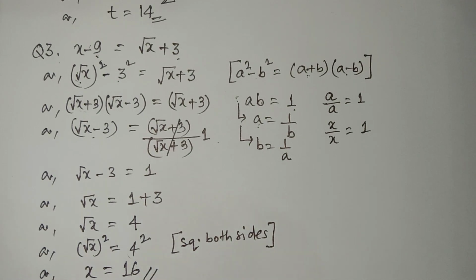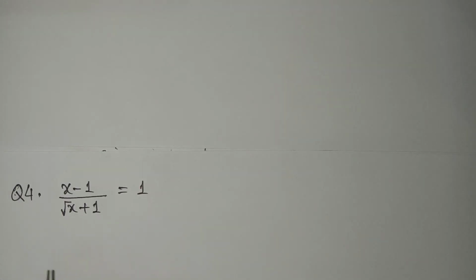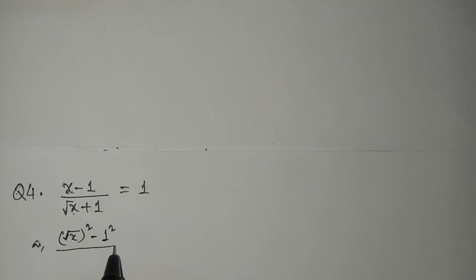Dear friends, now even more difficult question we have. Let's check the next question. So our next question is x minus 1 divided by root x plus 1 equal to 1. Dear friends, as we did before, we can see that 1 is the square of 1 and x is the square of root under x. So we are going to write it as root under x whole square minus 1 square divided by root of x plus 1 is equal to 1.